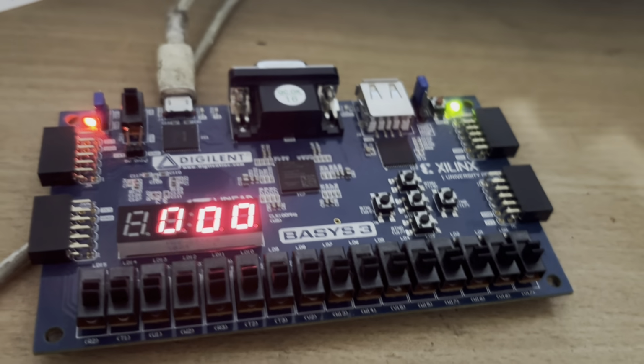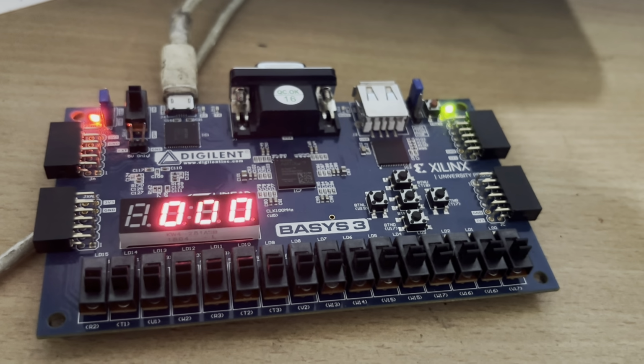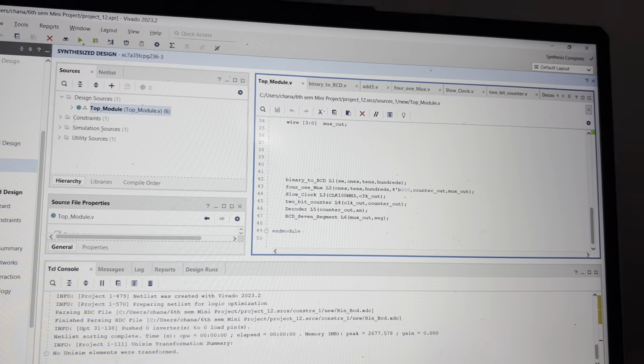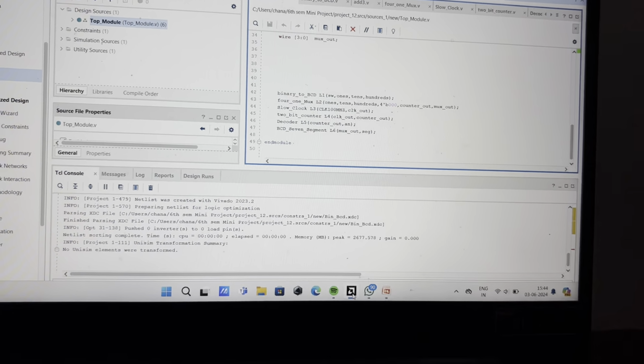The board we are using is the Basys 3 board, which is an FPGA, that is, a field programmable gate array. And the software we are using is Vivado 2023 version, which is available on the AMD website.